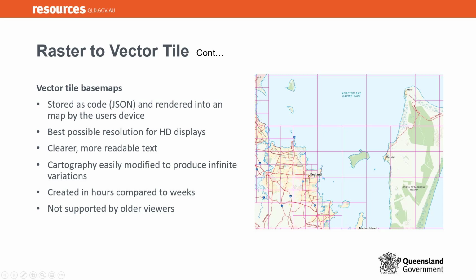In future, as the technology matures, it is possible that all our basemaps will become vector tiles. While our basemap users get ready to adopt vector tile basemaps, we will be producing both raster and vector tile versions of our basemaps.